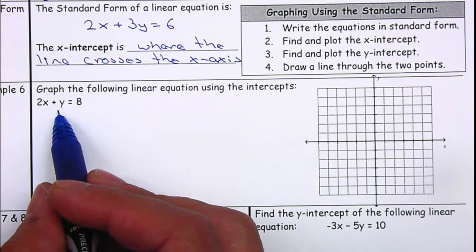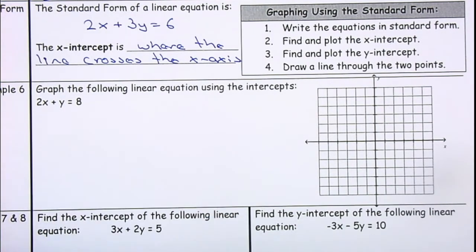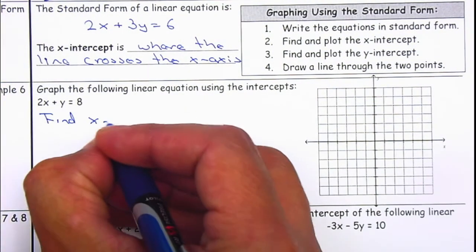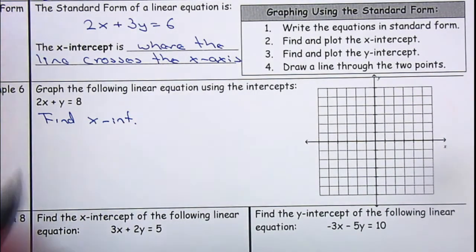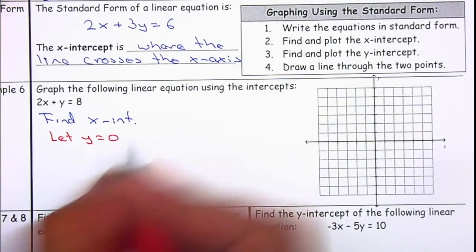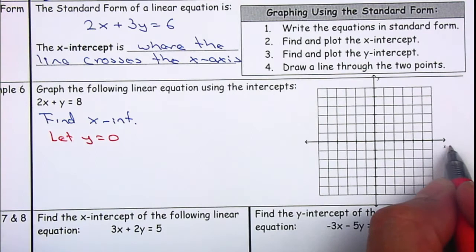Example number 6. It's already in standard form. The x and the y are on one side, the numbers on the other side. We need to be able to find the x-intercept. To find the x-intercept, we're going to let y equal 0. So we're going to let y is equal to 0, because we know all of the points on the x-axis have a y equal to 0.